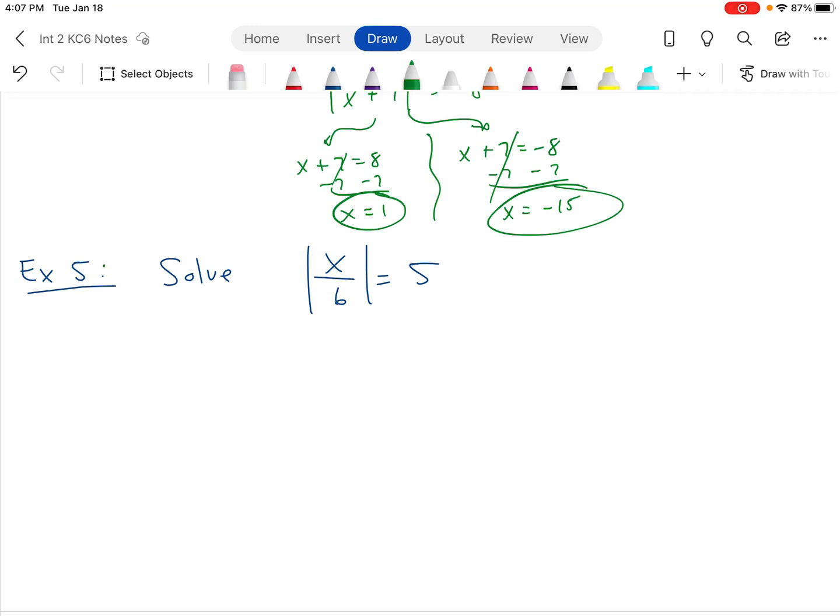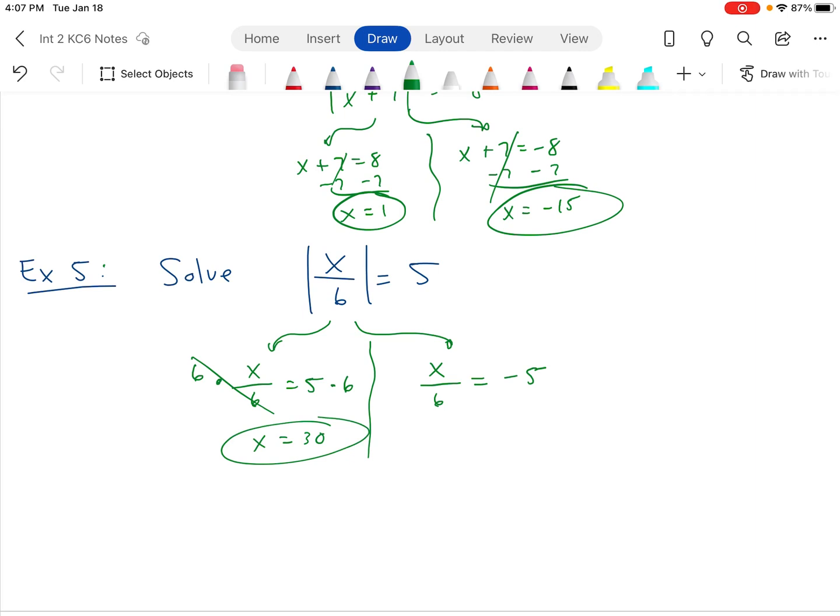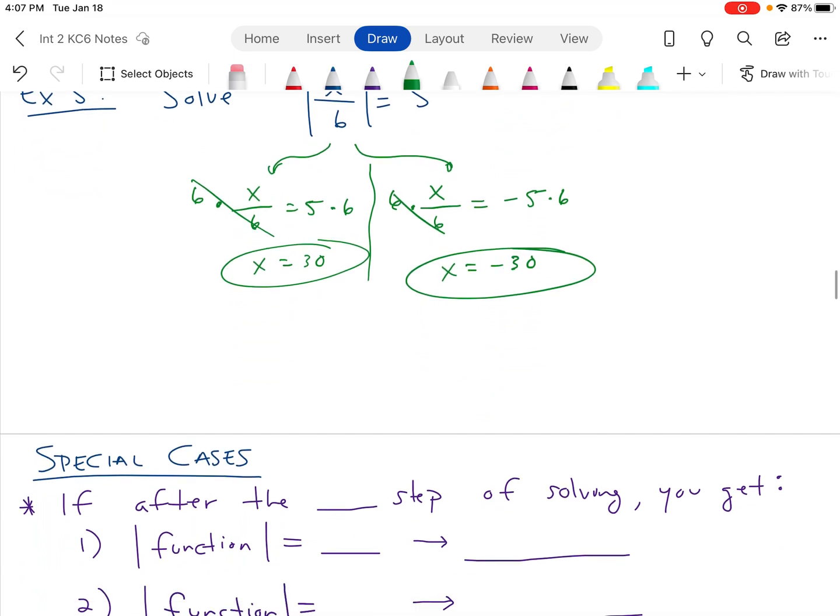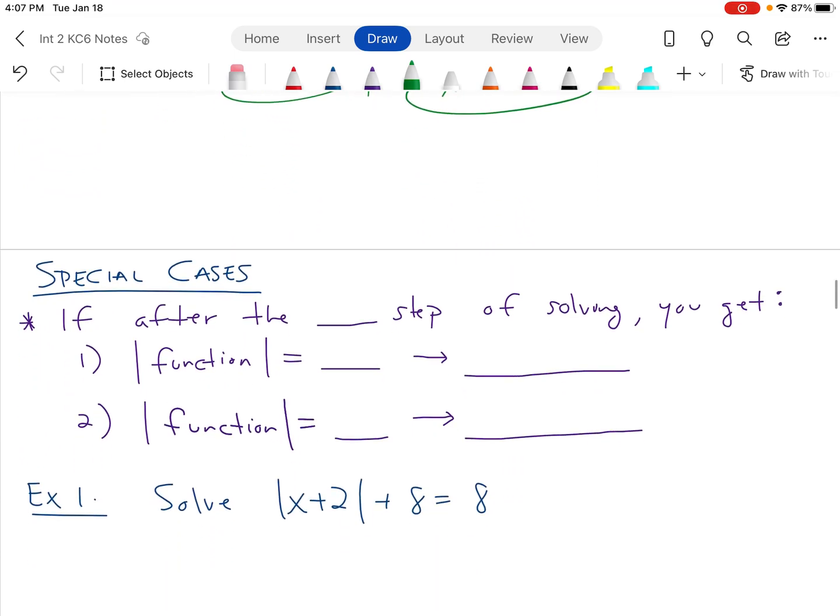So here, the absolute value is already by itself, so I can go ahead and split this up. So I have x over 6 is equal to 5, and x over 6 is equal to negative 5. How do I get rid of the 6 that's being divided? Multiply, the opposite of division. So I get x is equal to 30 as my solution. Do the same thing on the right side for the second equation, and I get x is equal to negative 30, and I'm done. Now, there are special cases here that I need to go over.